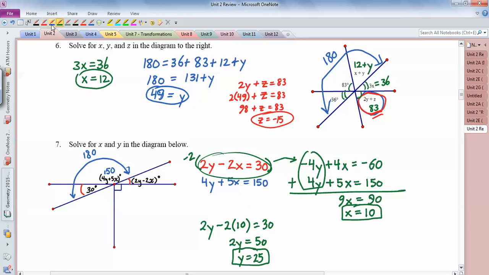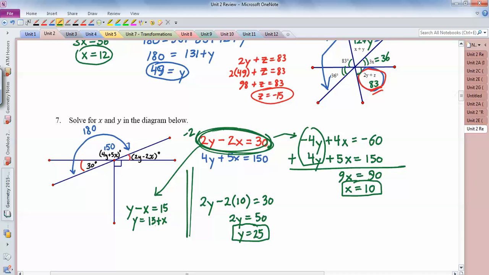By the way, there is another way to do this. Notice this equation right here. You could divide both sides by 2 and end up with y minus x equals 15. And then it's not too hard to just get y by itself. So y equals 15 plus x. And then if you like the substitution method better, you could take that y equals 15 plus x and substitute it in right here into the other equation. So you get 4 times (15 plus x), and then plus 5x equals 150. And if you solve this one out, you end up getting x equals 10, and then you can plug that back into here to get the y is 25.